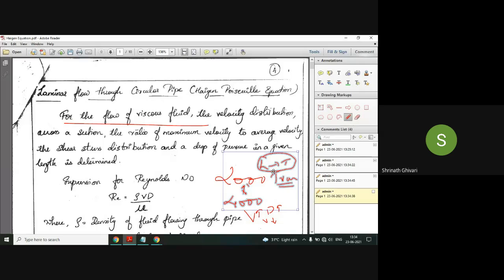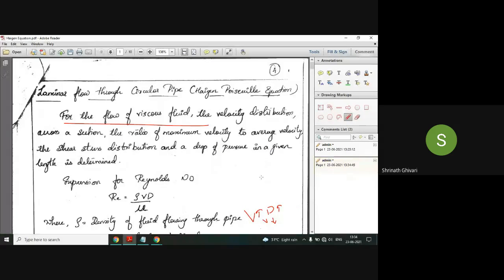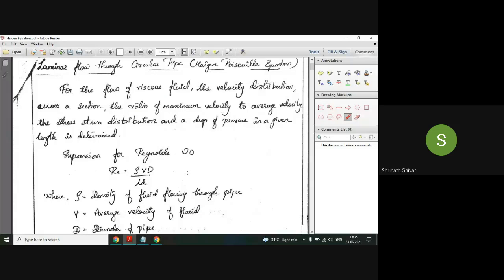Today we'll be deriving an important derivation, laminar flow through a circular pipe, also known as the Hagen-Poiseuille equation. This derivation is important from the exam point of view, and most of the time it has been asked in the exam. It is a bit lengthy derivation, as we have different parameters to calculate. So we'll see how to go through the derivation. We'll start the derivation now.